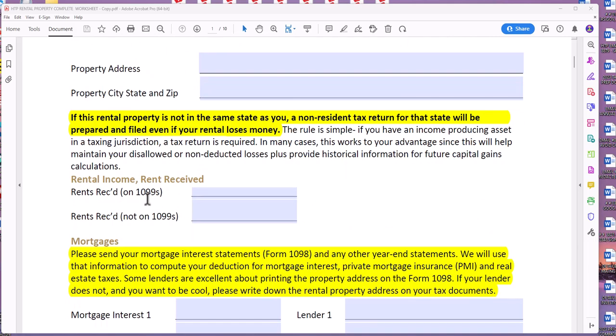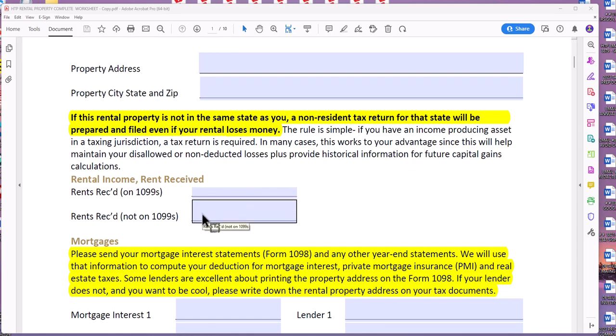Rents received on 1099s. Some clients have Section 8 tenants, or they have clients where a charity may be paying the rents, etc. So you will put that amount here. So if you have a 1099 from Chicago Housing Authority for $20,000, you will put that amount here because you received it on a 1099.